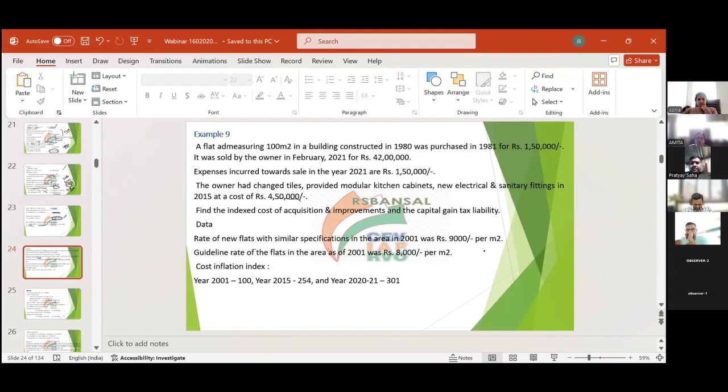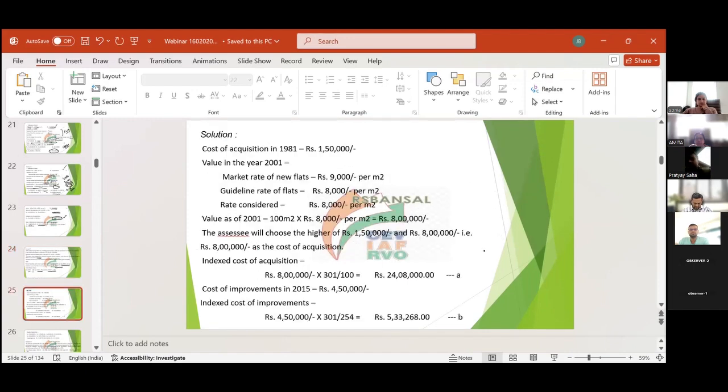So here it is again given to you that the rate of new flats of similar specification in 2001 was 9,000 per square meter, and the guideline rate was given as 8,000 per square meter, and the cost inflation index in 2001 is 100, 2015 is 254, and 2021 it is 301. So it is simple, as we have calculated. The only thing you need to calculate accurately is the cost of acquisition. Otherwise, nothing new in it.